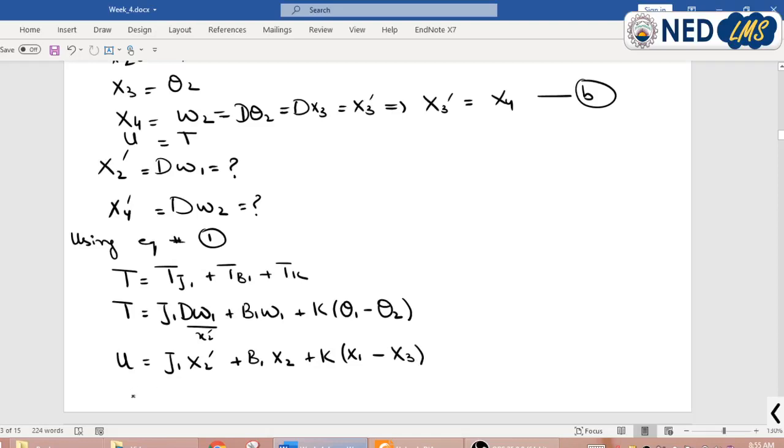So I can evaluate x2 dash from here. Just rearranging this equation, x2 dash will become minus K over J1 x1, minus B1 over J1 x2, and x3 will be plus K over J1 x3, plus u over J1. This is my x2 dash. I will call it equation C.